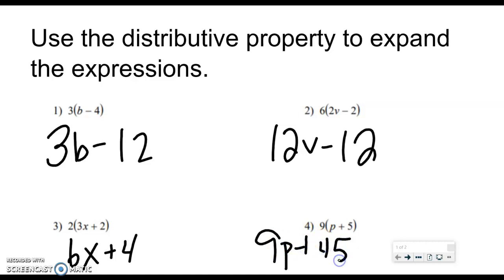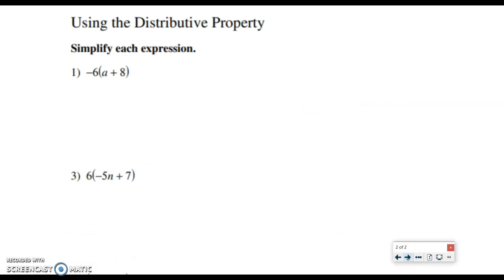Okay, so nothing new there, but now I just wanted to make sure when you saw the negatives that you applied the negative rules to this situation. So these couple examples are same thing with the distributive, but you just have to make sure that you're applying negative rules. So in number 1, if you have negative 6 times a, that would be negative 6a.